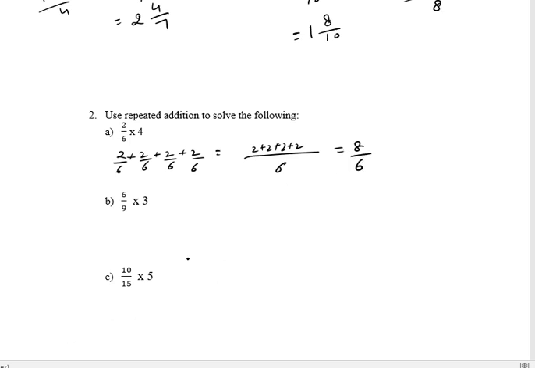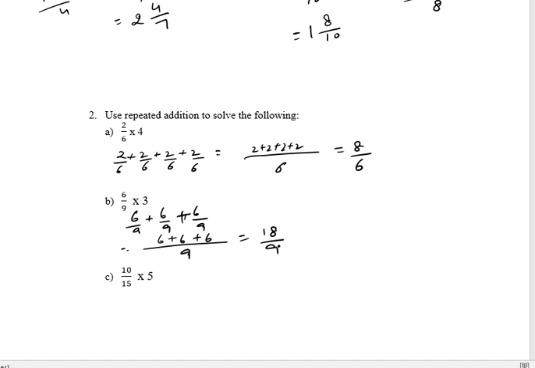Okay, the next one is 6 upon 9 plus 6 upon 9 plus 6 upon 9. Denominator is same. So we can write 9, 6 plus 6 plus 6. 6 plus 6 is 12. 12 plus 6 is 18. 18 by 9. So if you want, you can further simplify also.